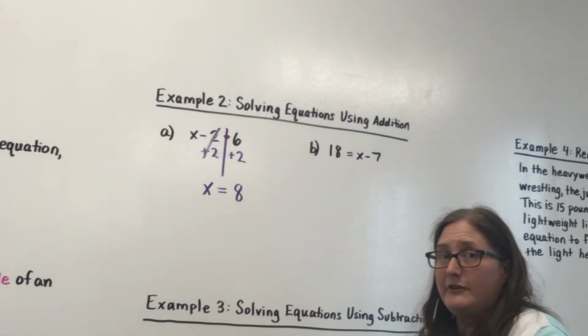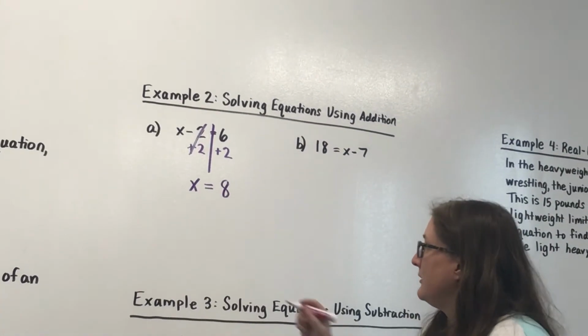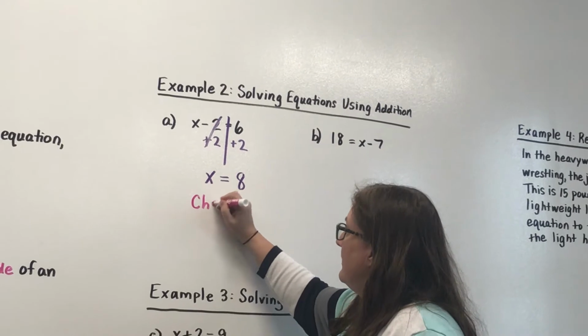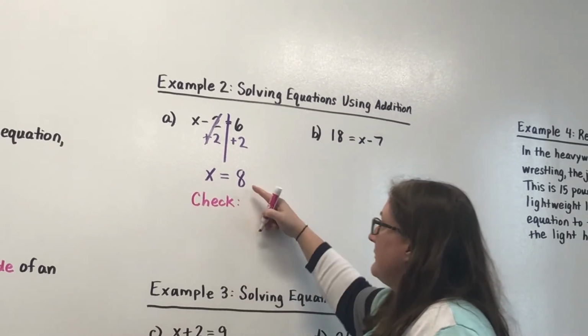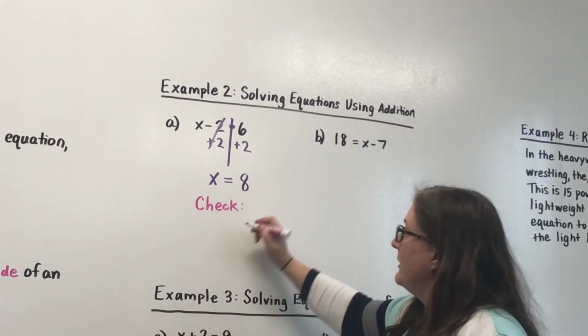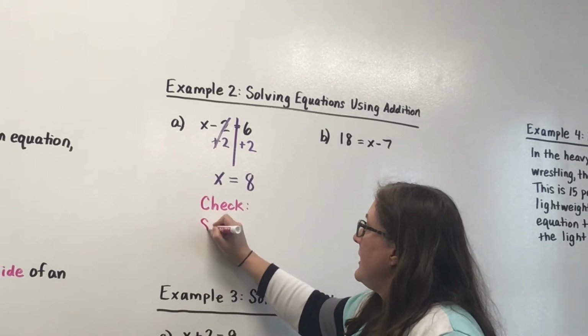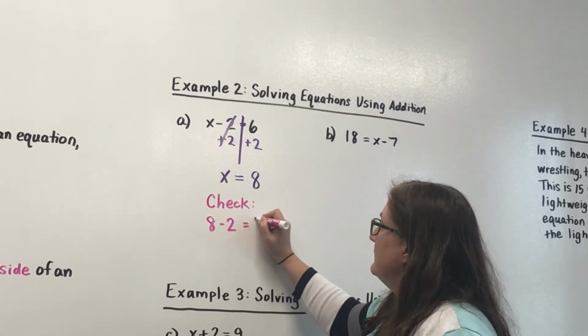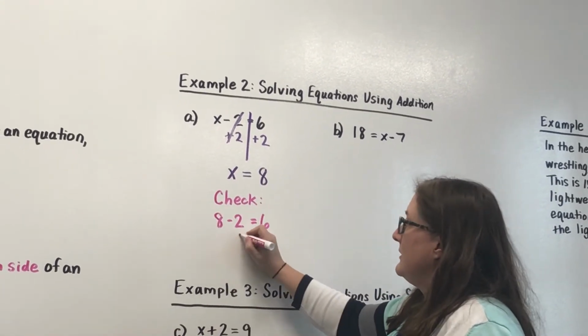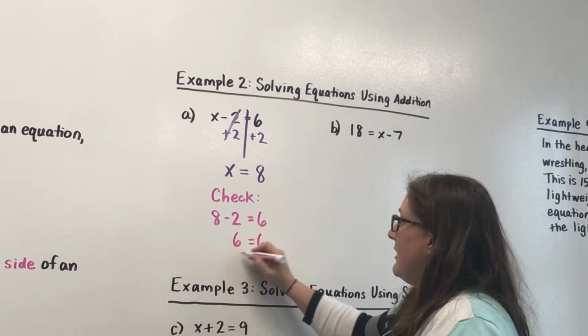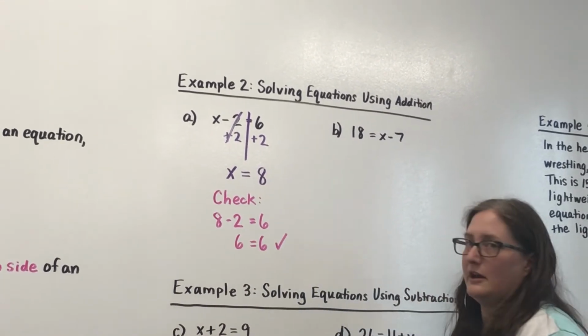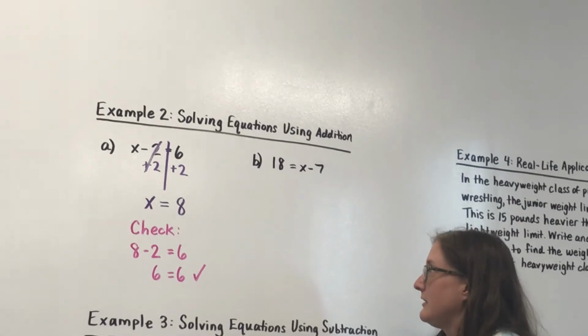Now, whenever I'm finished with my problem, I also want to check my answer. The way that I'm going to check is I'm going to take this answer that I got and plug it back in for x. 8 minus 2 equals 6, so both sides are equal. I can check it off, it worked. I know my answer is correct.